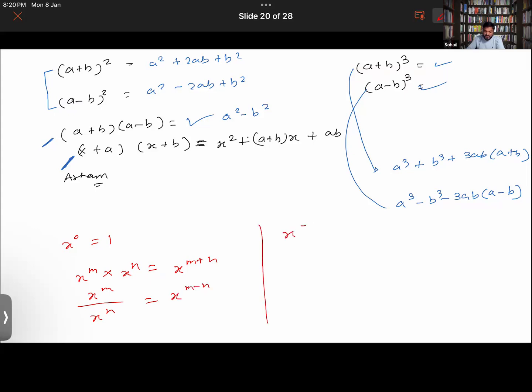x raised to the exponent minus m, that is 1 upon x to the m. Good. Or x raised to the exponent 1 is equal to x, simply, right? Okay then, so hope that is clear.